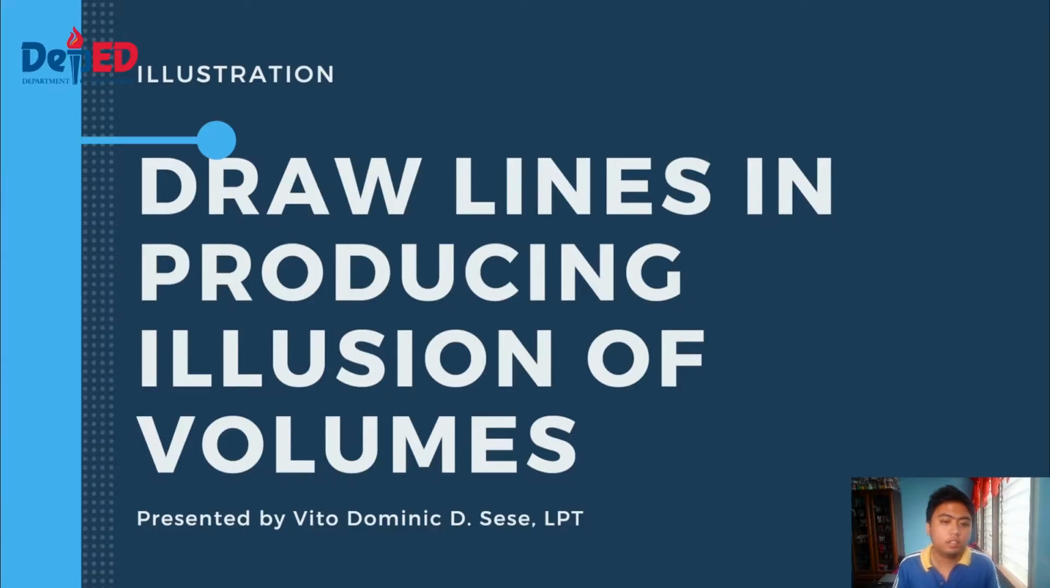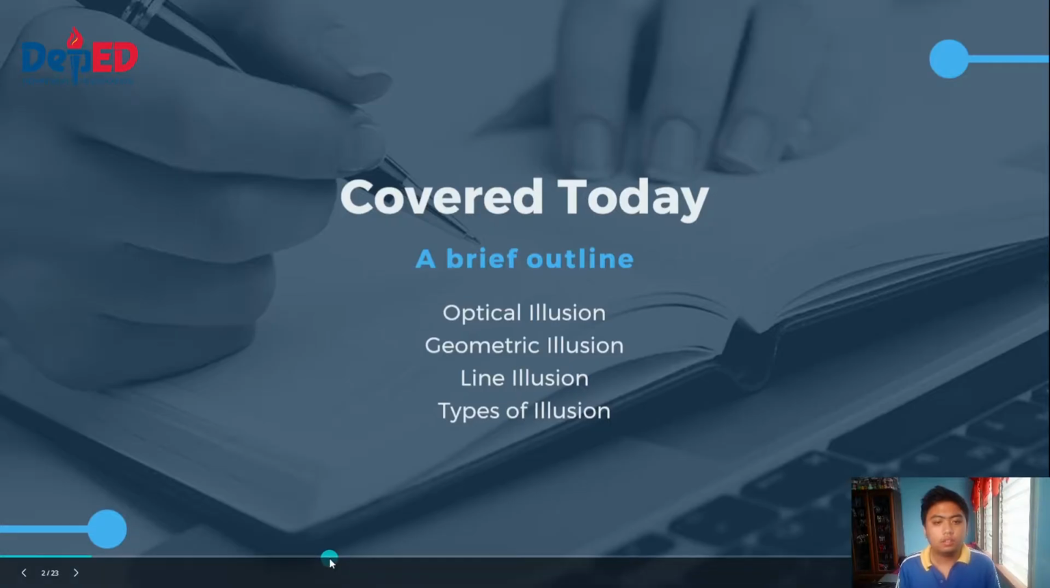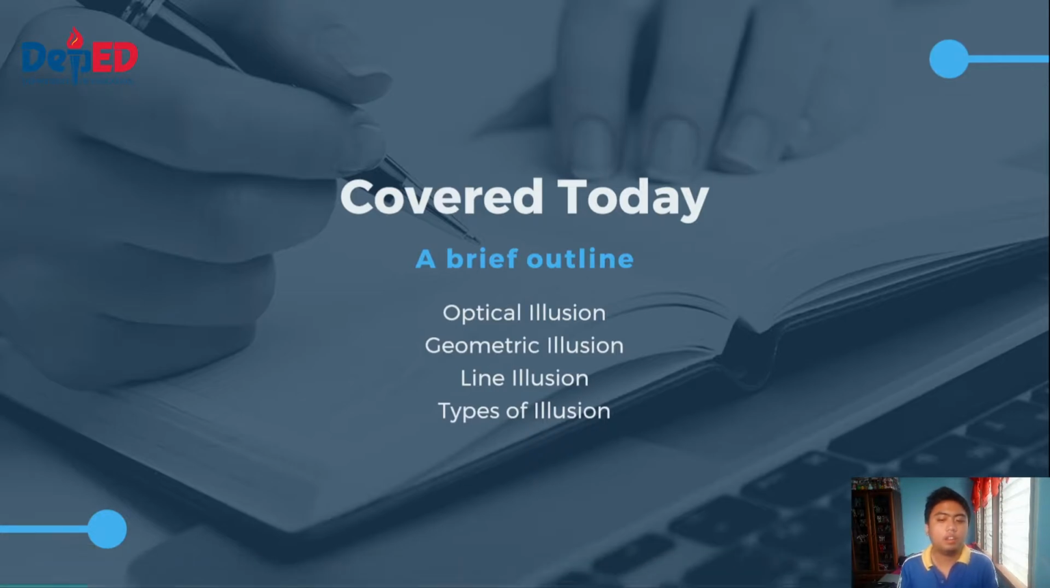So let's start. Our topic for today is draw lines introducing illusions of volume. For our outline for today, we'll be talking about optical illusion, geometric illusion, line illusion, and different types of illusions.